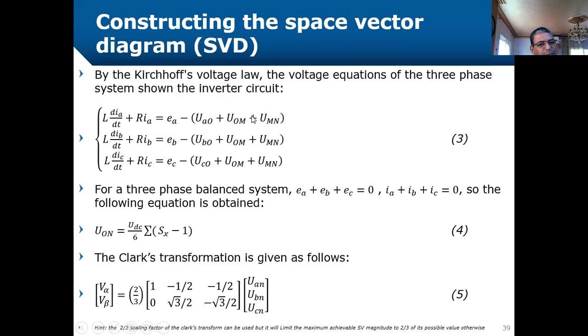Simply, we can get UON by combining these 3 equations, and you will find that UON equals UDC by 6 multiplied by the summation of SX minus 1. Meaning that for each combination for a phase, we can get the UON for this combination and for this phase. Recalling that this is a 3-wire balanced system, so EA plus EB plus EC equals 0, and IA plus IB plus IC equals 0, and this helps us in moving from this equation to this equation.